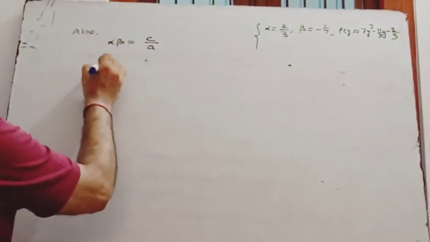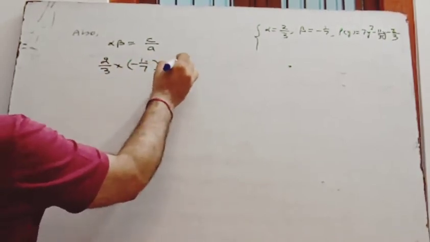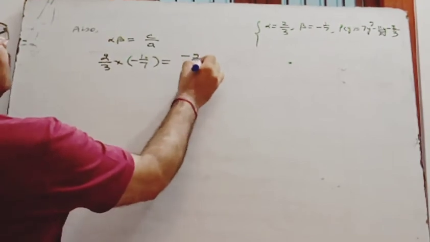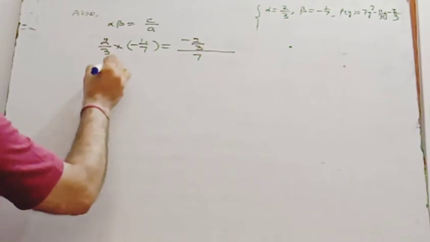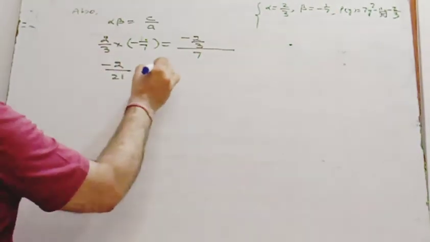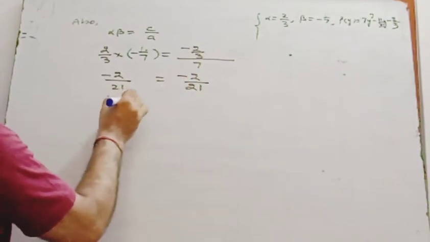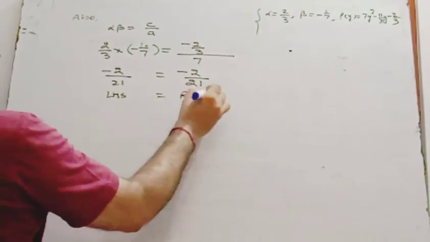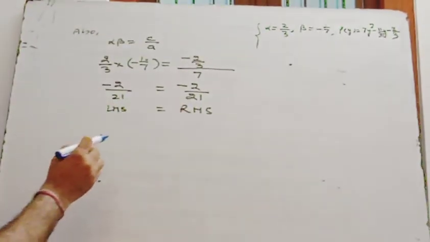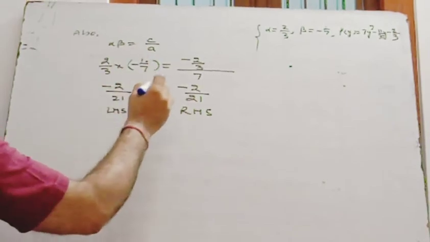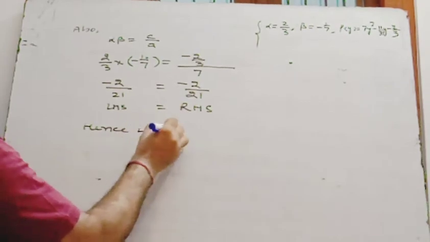Alpha is equal to 2 by 3. Beta is minus 1 by 7, which is equal to c upon a, minus 2 by 3 upon 7, that is minus 2 by 21 and minus 2 upon 21. Left hand side is equal to right hand side. Hence we find that the sum of zeros is equal to minus b by a and the product of zeros is equal to c by a. Hence it is verified.